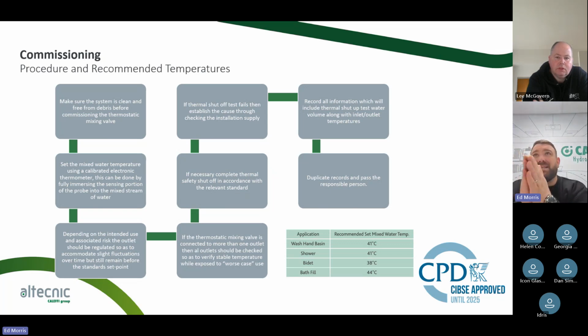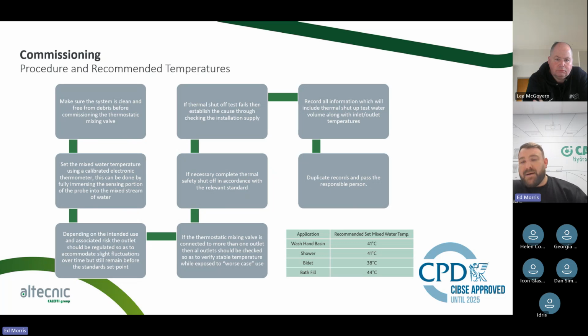Record the information is key. It's always important that when you're setting thermostatic mixing valves, you keep a record of what those are. That's for if you're no longer going to be working on that application or on that site, somebody can come along, look at those records and see what those valves should be set to, and they're not guessing or adjusting temperatures away from where they should be set.